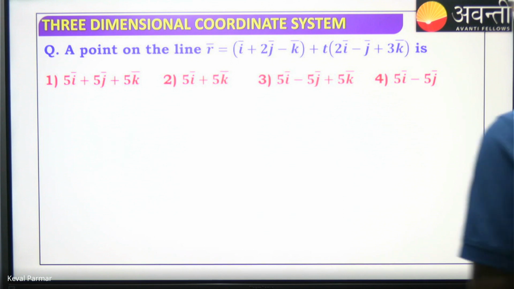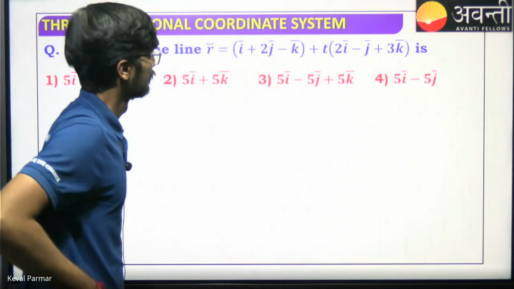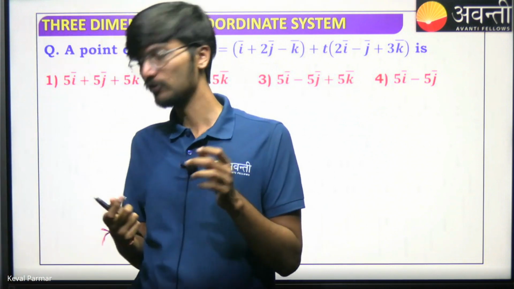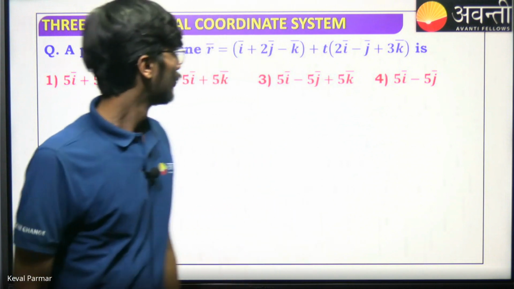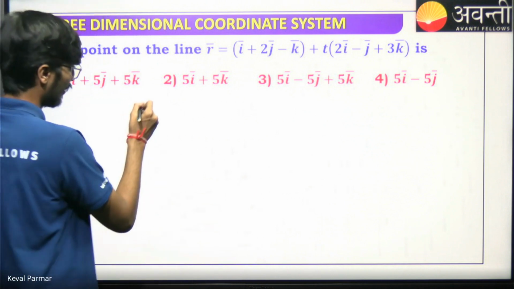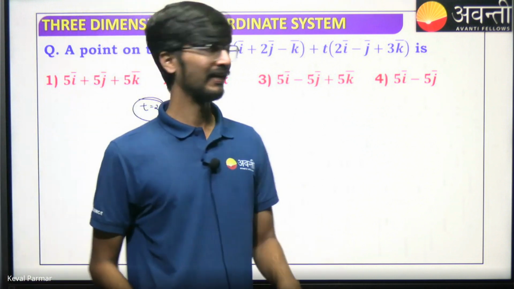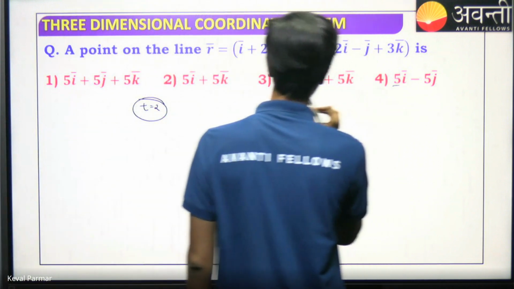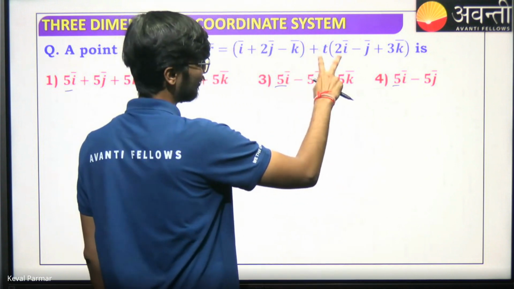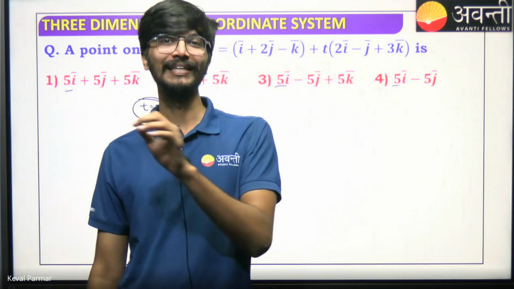Got it, guys? What you can do here? You have to find a point on the line. So I think to find a point, you just need to substitute values of t. Correct? So let's say I substitute t equals 2. Why do I substitute t equals 2? Because everywhere I am saying 5i. If I substitute t equals 2, this will be 4i plus 1i, 5i. So that's the logic I use by substituting t equals 2.